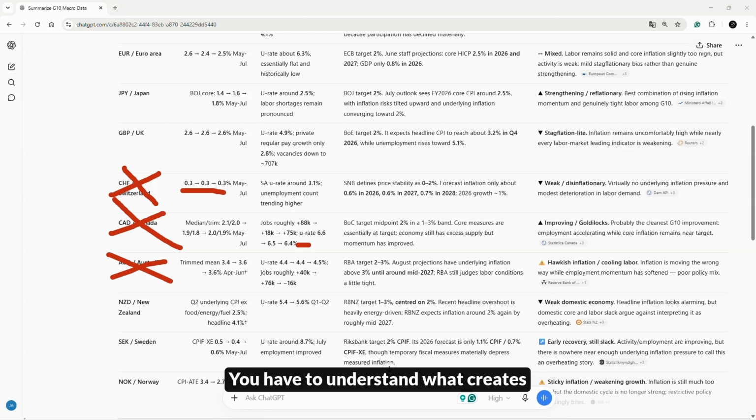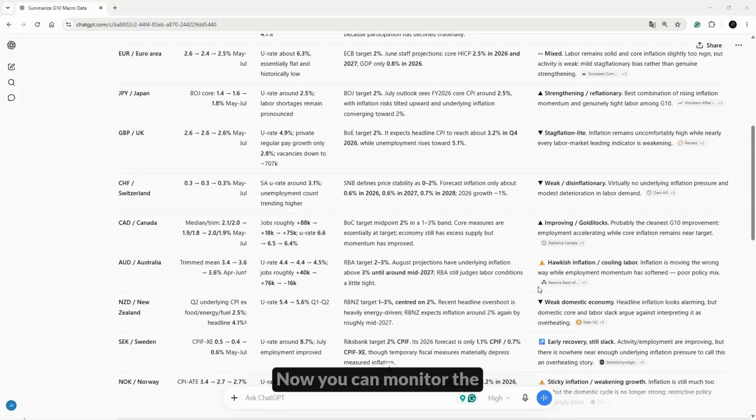You have to understand what creates the thesis, so you also understand what invalidates the thesis at any point in time. Now you can monitor the macro developments, knowing exactly what to look for.